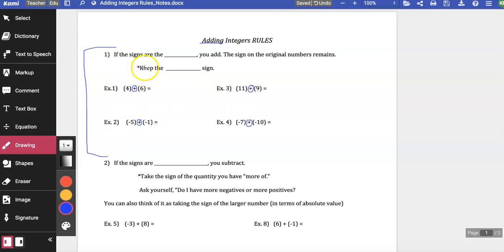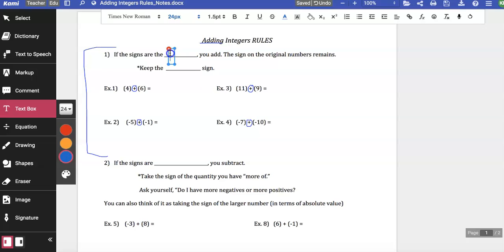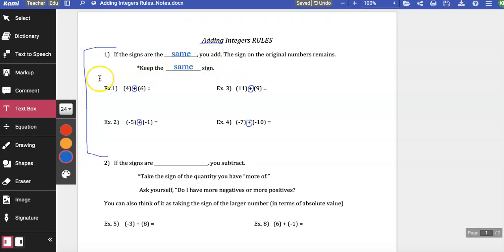So this whole set, number 1, are all examples where the signs are the same. So if the signs are the same, let me go over to my typing tool, so text box. If the signs are the same, you add. The sign on the original number remains. Basically, we keep the same sign. So same and same, that's the key word. If the signs are the same, you add. Keep the same sign. Let me show you what that means.